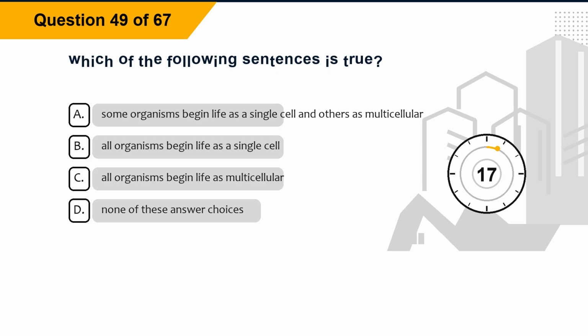Question 49. Which of the following sentences is true? Option A. Some organisms begin life as a single cell and others as multicellular. Option B. All organisms begin life as a single cell. Option C.